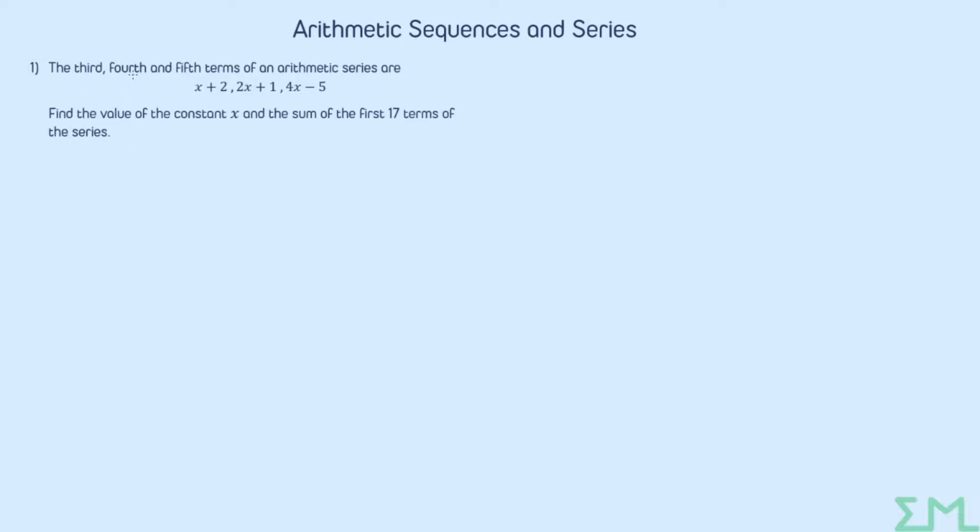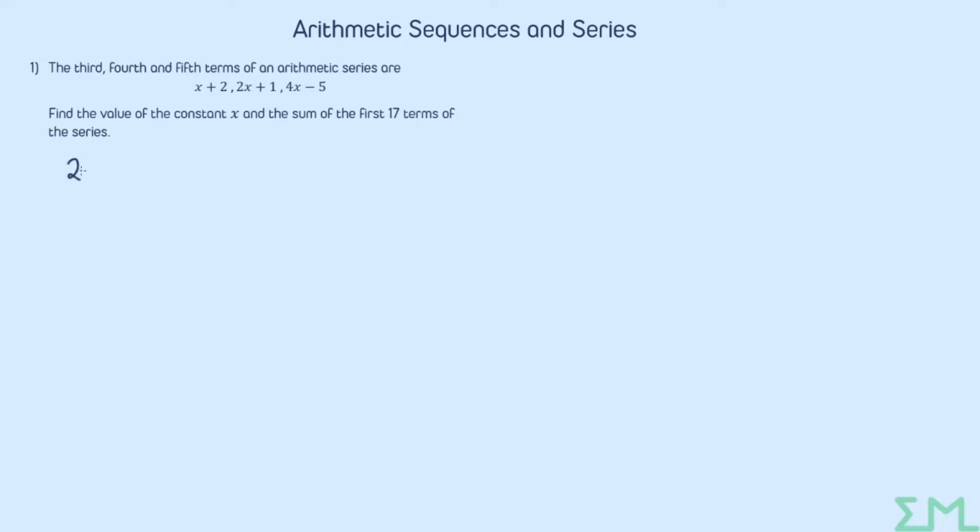So we've got the third, fourth and fifth terms of an arithmetic series given in terms of x. The question requires us to find the value of x and the sum of the first 17 terms. Now what we know about arithmetic series is that they go up by the same amount or down by the same amount every time. So the difference between the fourth and the third term will be the same as the difference between the fifth and the fourth term. This allows us to write down an equation in x.